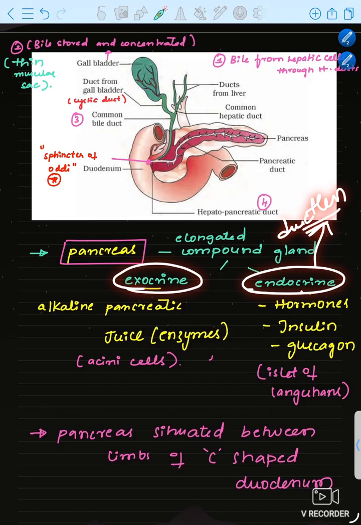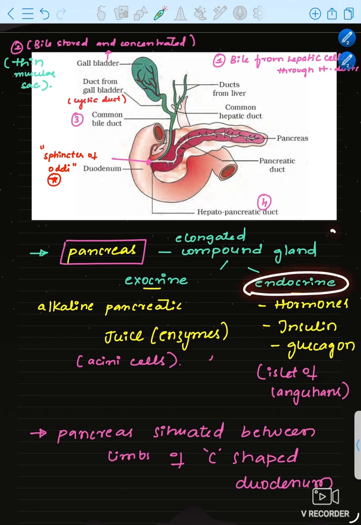Ductless, that's why it is endocrine gland. It will directly release the hormones insulin and glucagon. Exocrine gland means duct gland. So what does it release? The pancreatic juice.